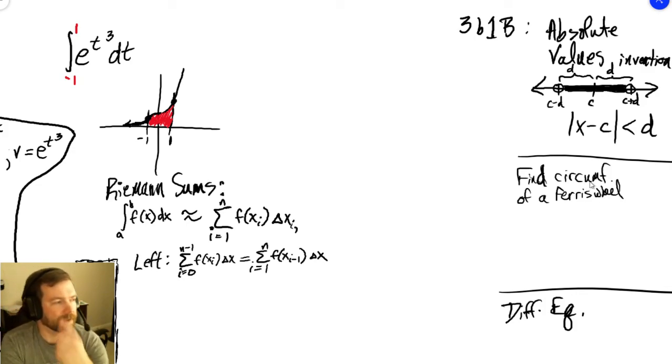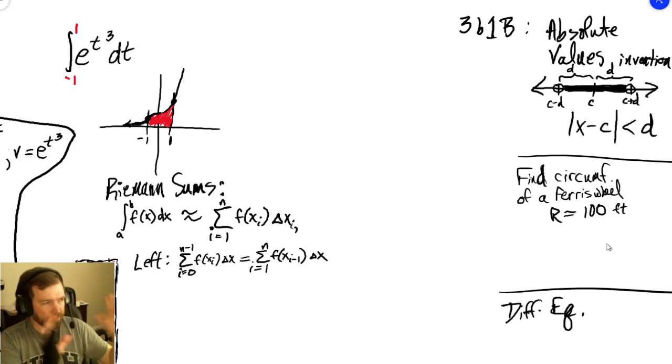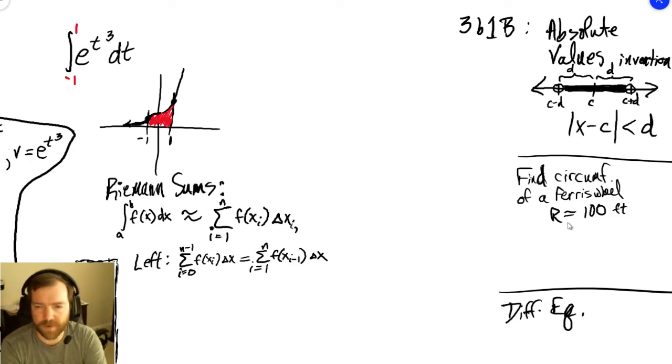All right, so the idea that I had here was, okay, we're going to find the circumference of a Ferris wheel, and it's just going to be like, that's too big. r is going to be 100 feet. So the radius of the Ferris wheel is 100 feet. Then what is the circumference? And so this ends up being 100 times 2 pi.